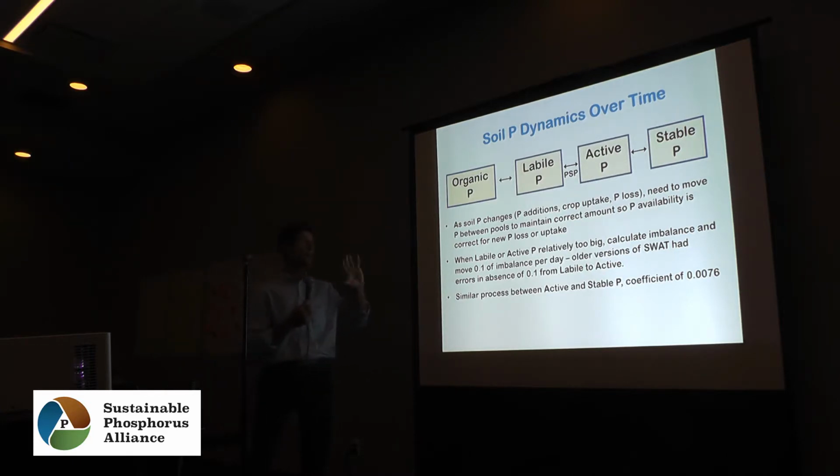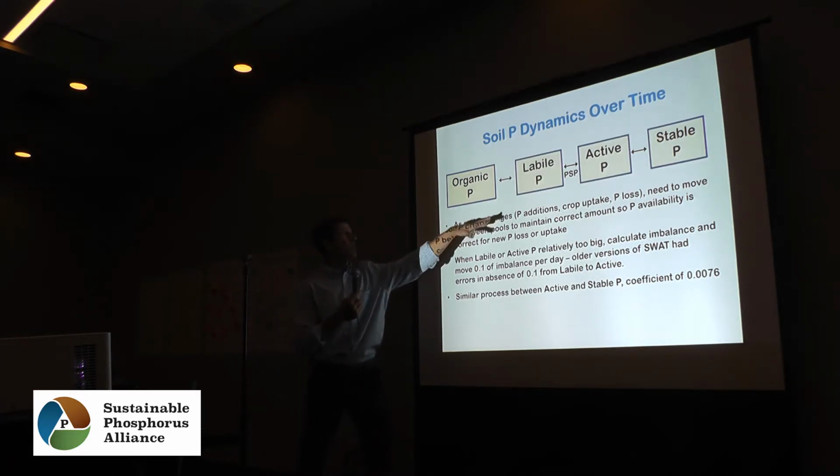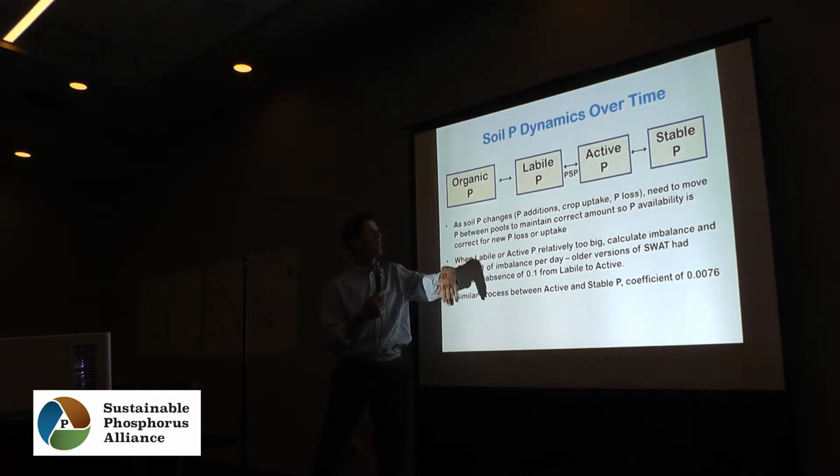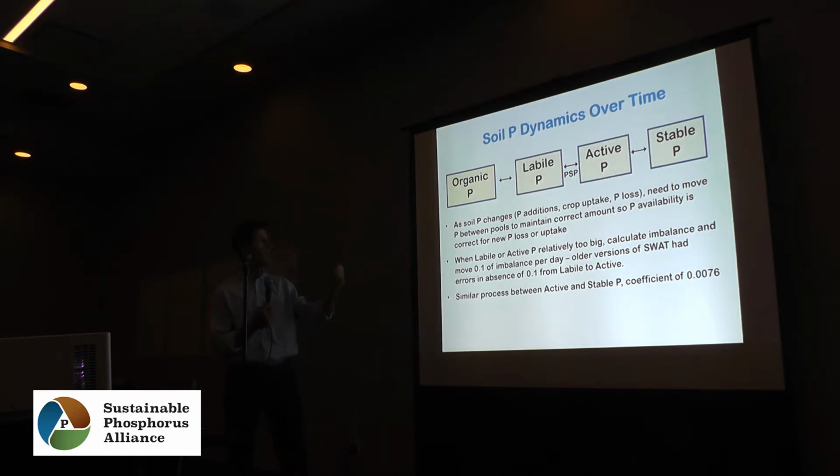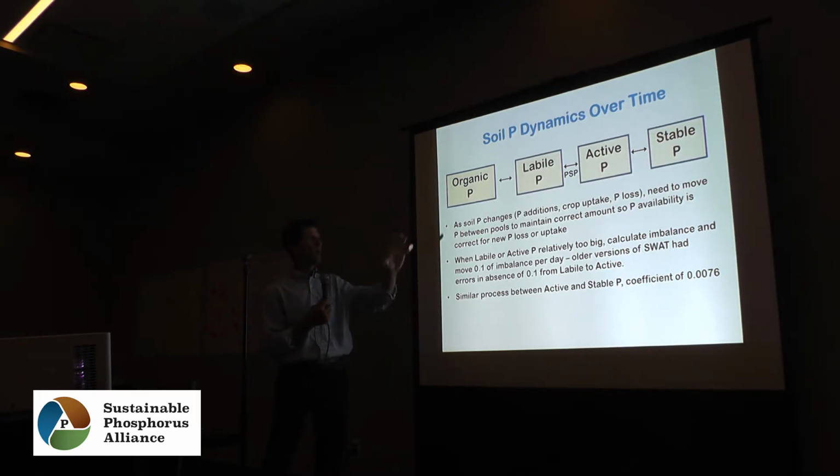Once we've initialized things properly and we feel confident with that, we also need to look at our soil P dynamics over time. As we're doing our simulations, we've got crop uptake, we've got fertilizer or manure phosphorus coming in, we've got phosphorus runoff loss or leaching. As we're decreasing the labile P, it's feeding those pathways. The model's going to let active and stable P become labile. So we want to make sure that through time we're simulating these changes in these pools correctly, so we can feed our pathways properly through all these different kinds of scenarios.